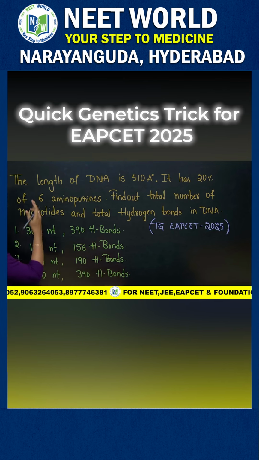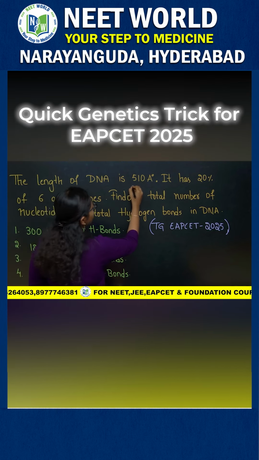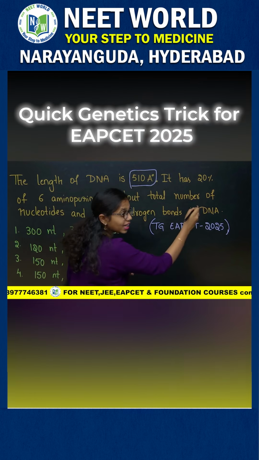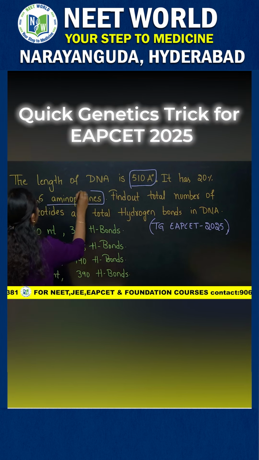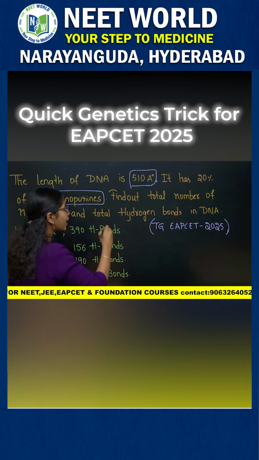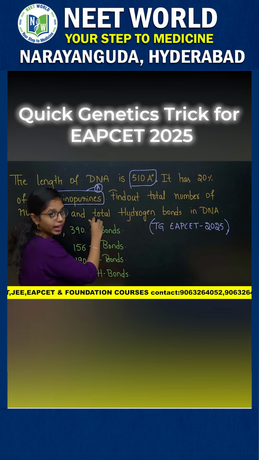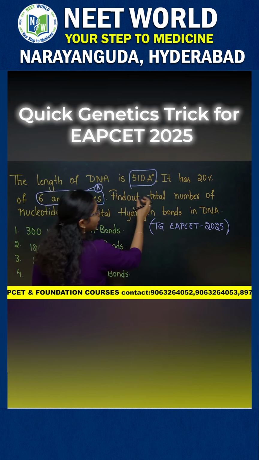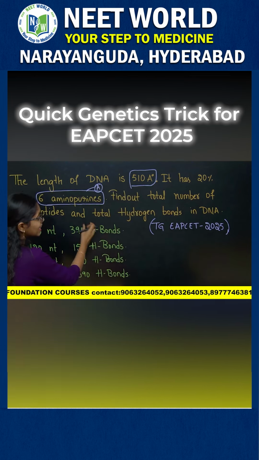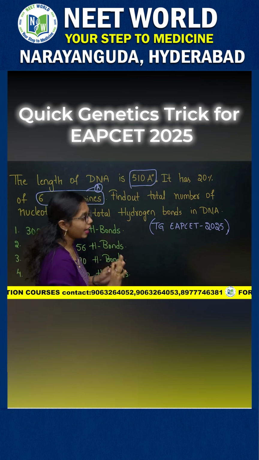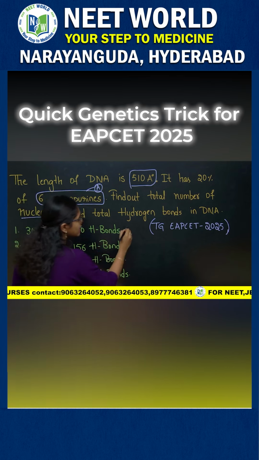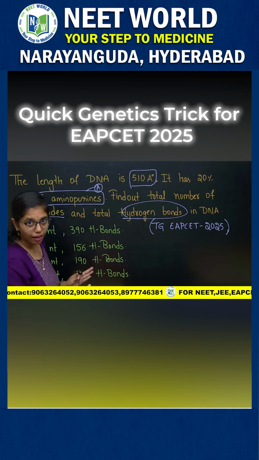If you look into it, the length of DNA is given as 510 angstroms. It has 20% of 6-aminopurine. 6-aminopurine means what nitrogen base? Adenine. Okay, immediately you have to catch that. Next, find out the total number of nucleotides and total hydrogen bonds in the DNA. What we have to find out is the number of nucleotides and the number of hydrogen bonds.